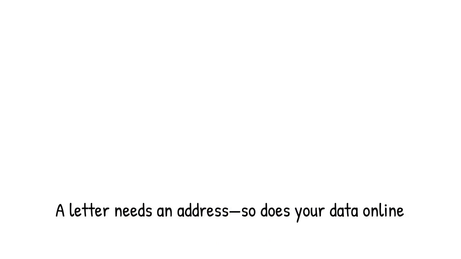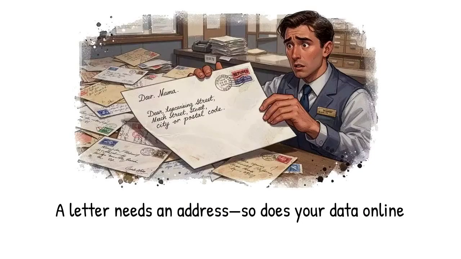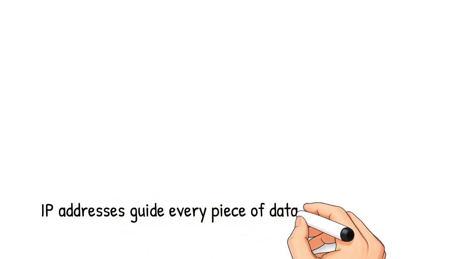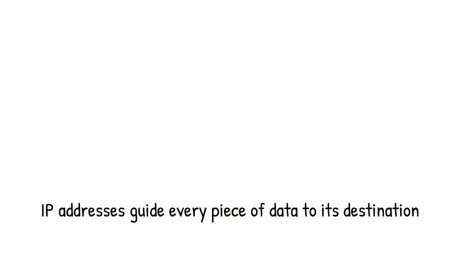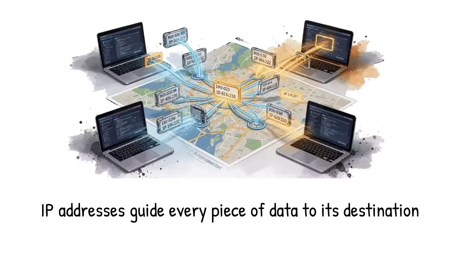You write their name, but without a house number, street name, city, or postal code. The postal service has no idea where to deliver it. The letter will wander aimlessly or be returned to you. The internet works the same way. Every piece of data you send must know exactly where it's going, and that destination is defined by an IP address.